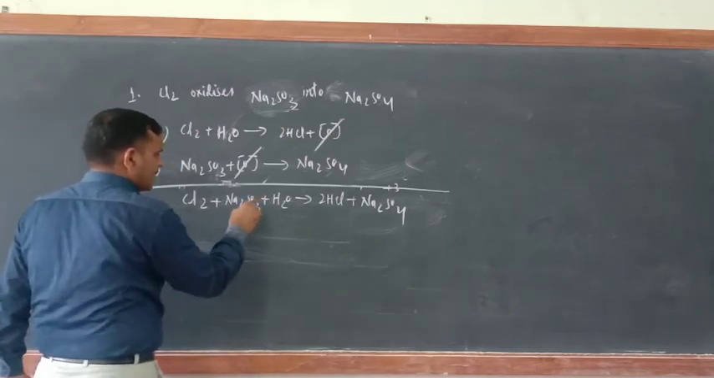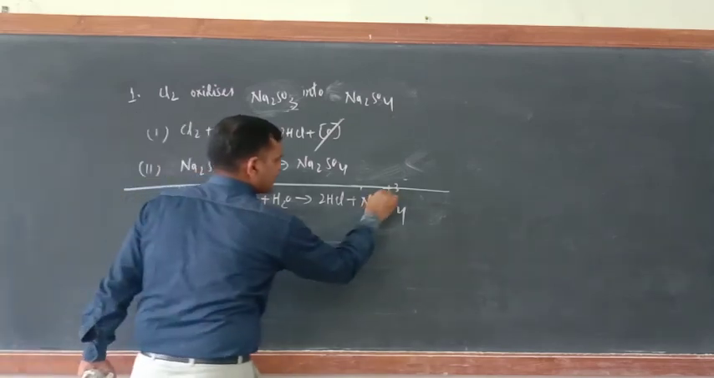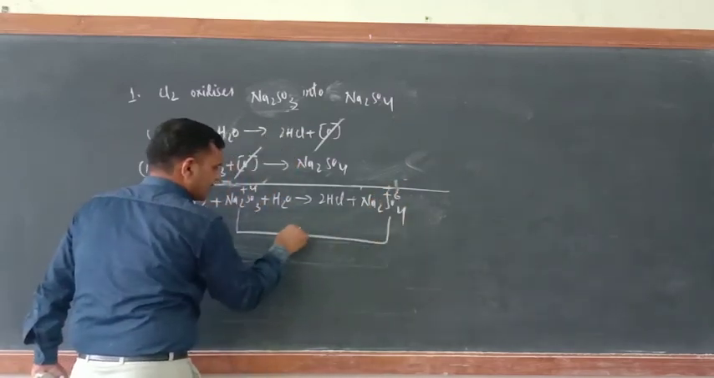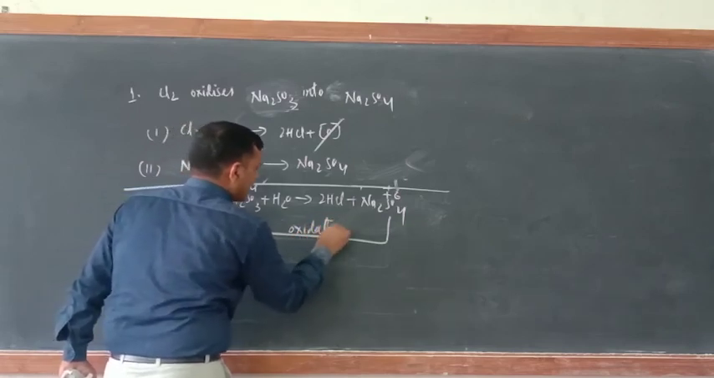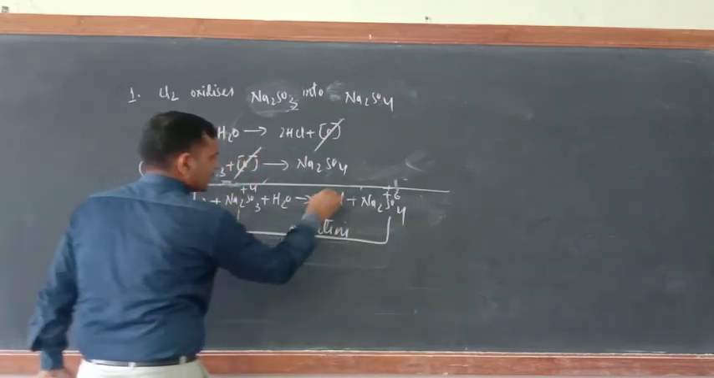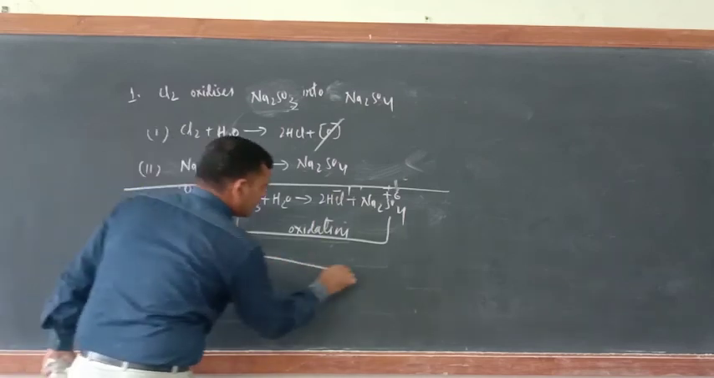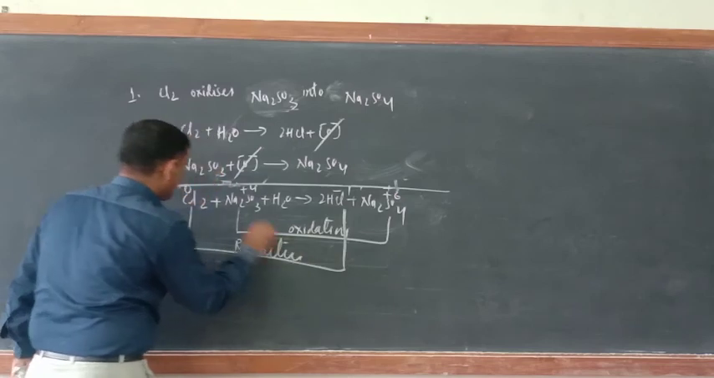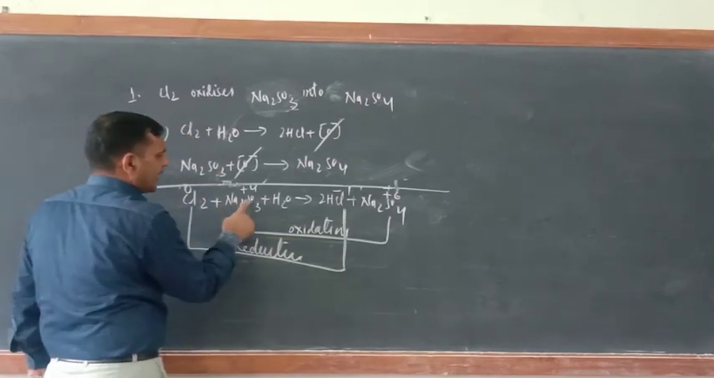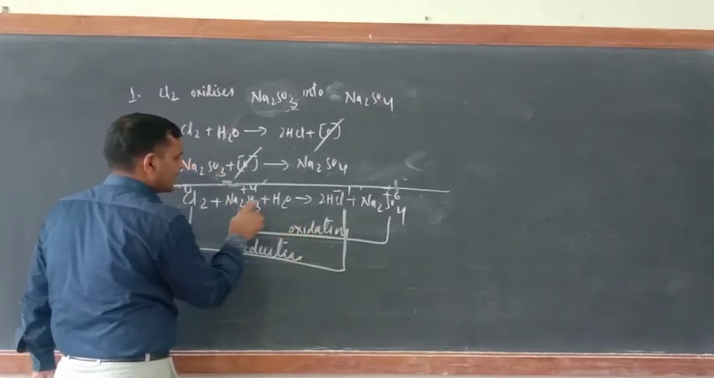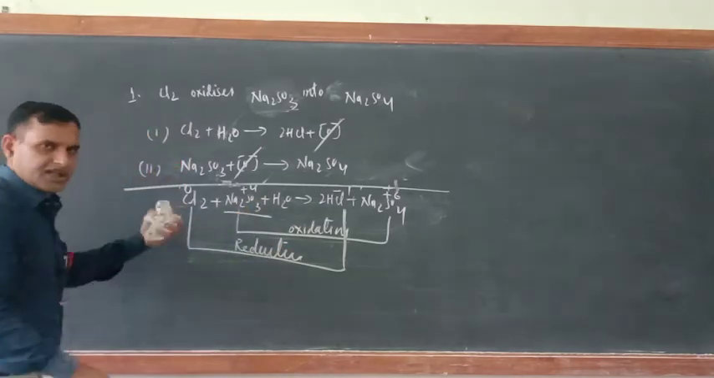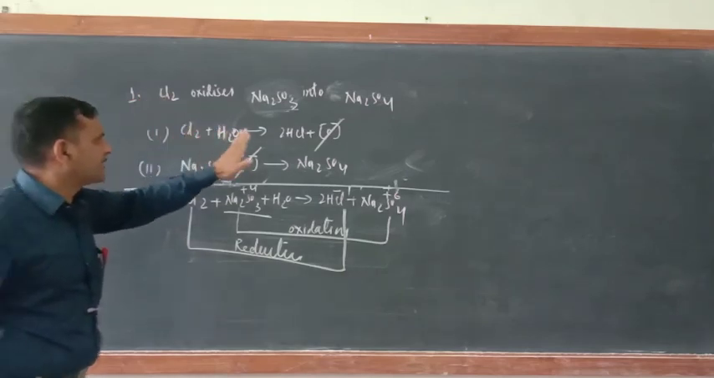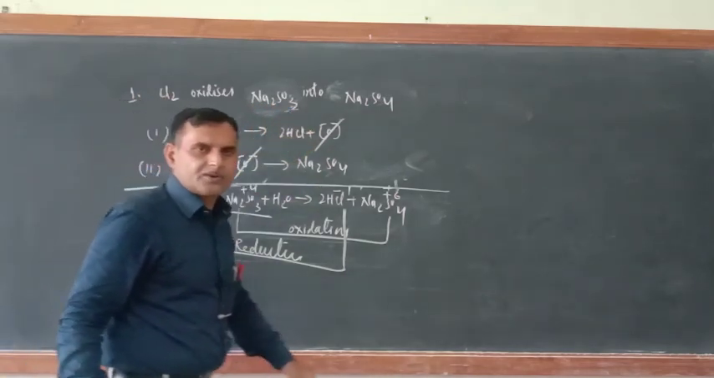Now sulfur is here +4, sulfur is here +6. So +4 to +6, what is this one? Oxidation. What is this one? Oxidation. Cl2 is 0, Cl2 is -1. So 0 to -1, that is reduction. So reduction means Cl2 is the oxidizing agent, Na2SO3 is undergoing oxidation, that is why it is a reducing agent. In this way, Cl2 oxidizes Na2SO3 into Na2SO4.